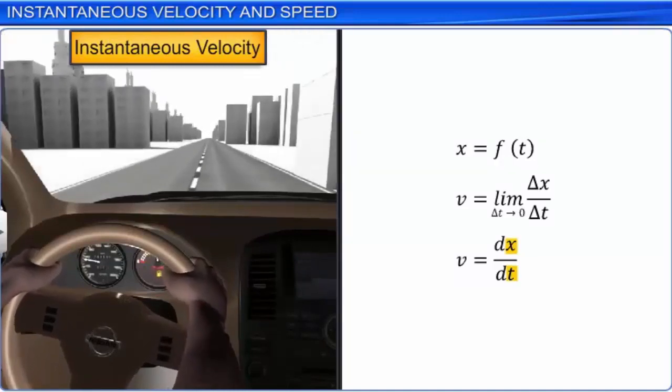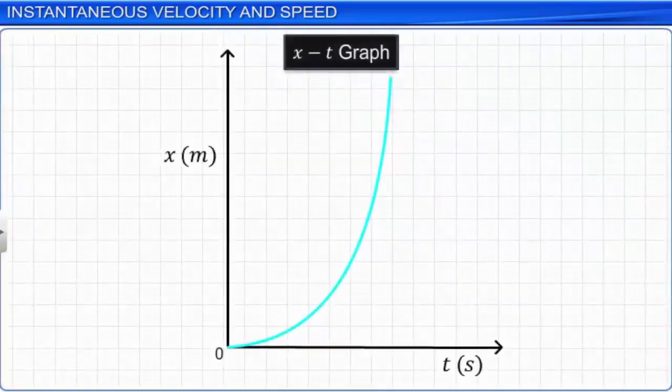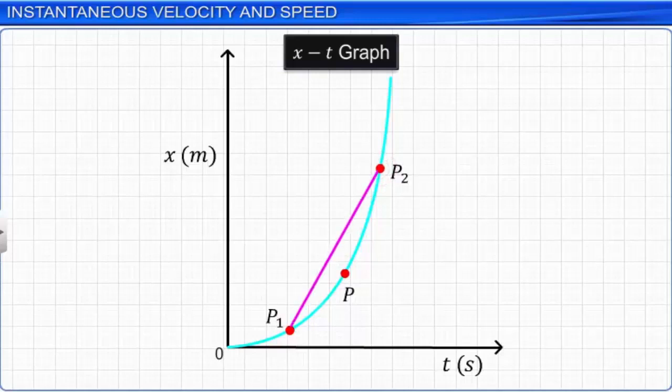Let's understand how to calculate instantaneous velocity using an xt graph. We first mark a point P on the graph at which the instantaneous velocity of the body has to be found. We mark 2 points P1 and P2 on either side of P. Join points P1 and P2. Find delta T and delta X.